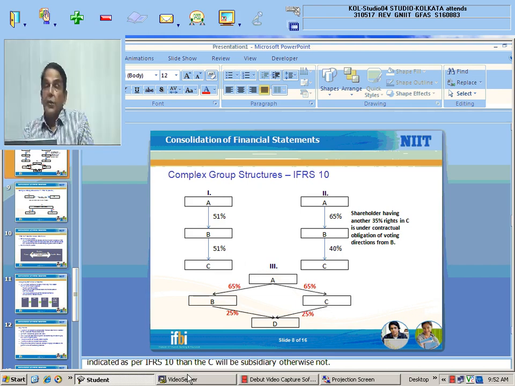Any questions on this control? Whether A has control over B and C, whether B and C should be considered a subsidiary of A. If you have any doubts, please raise them now, because we are discussing some of the complex structures.